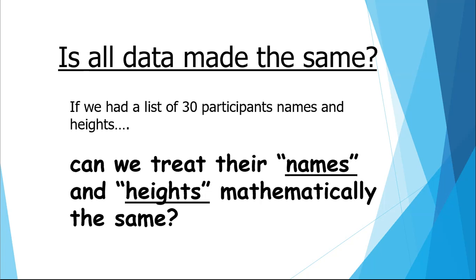Is all data made the same? If we had a list of 30 participants' names and heights, can we treat their names and heights mathematically the same? Find out this and more on this week's episode of Stats for People Who Hate Stats.